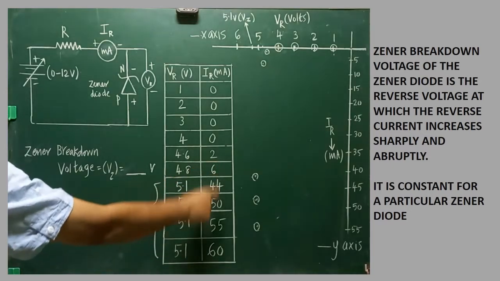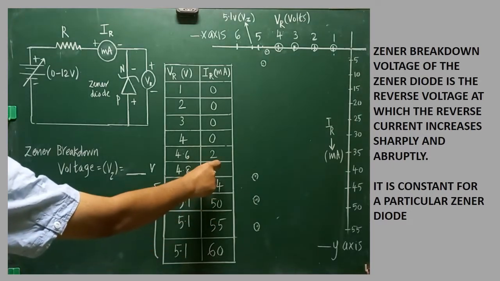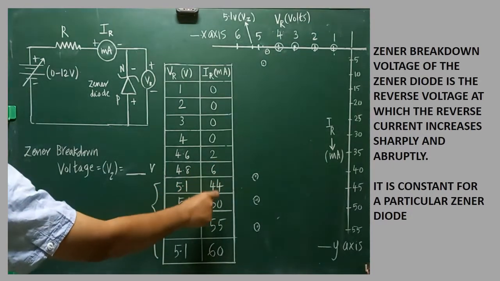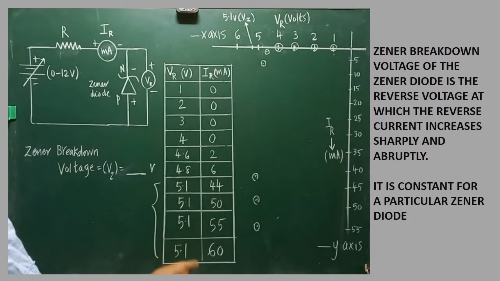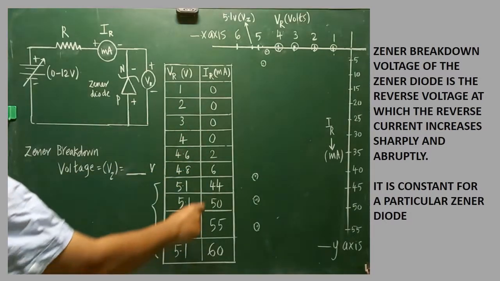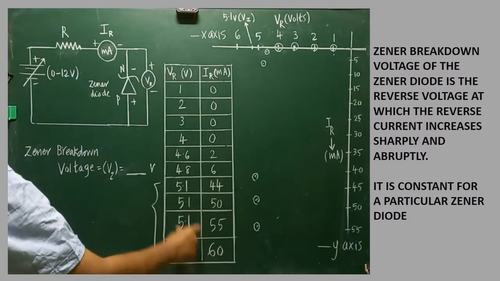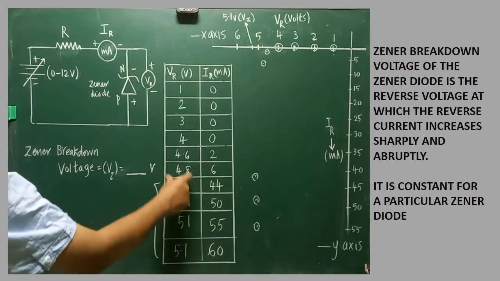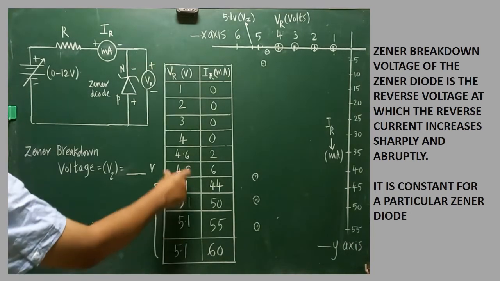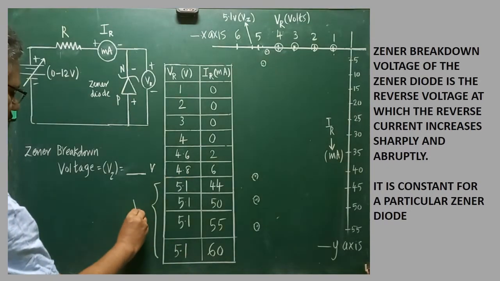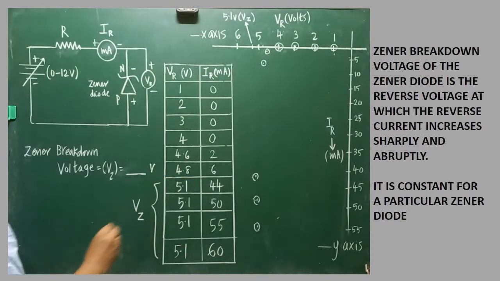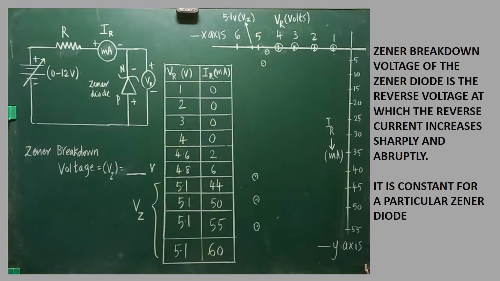But which one will be increasing? The reverse current will be increasing from 44 to 50, 54 to 55, 55 to 60, 60 to 80, like this. But though the current is increasing, which one will be constant? This one will be the constant value. That VR will be the constant value. This constant VR value is called VZ, that is Zener breakdown voltage.